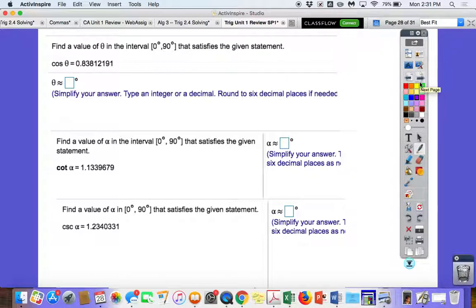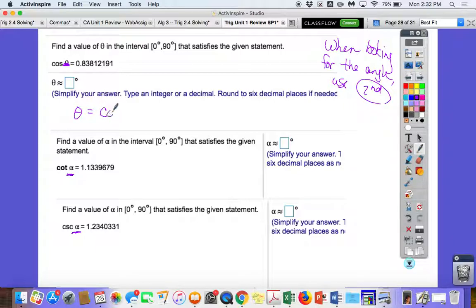Now this is going backwards. Hopefully you notice that on these, every one of them, we are looking for the angle. When you look for the angle, you have to hit the second button. And I'm not going to tell you that come test time. I'm going to try to write it out as best I can so we're not just doing a bunch of chicken scratch. If I've got cosine of theta equals that crazy decimal, I highly suggest you write this: you're doing inverse cosine because you're trying to get theta alone. And now type that in.